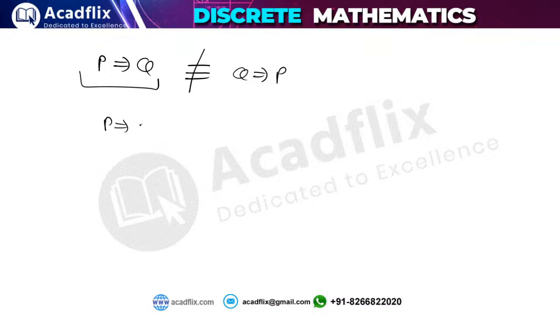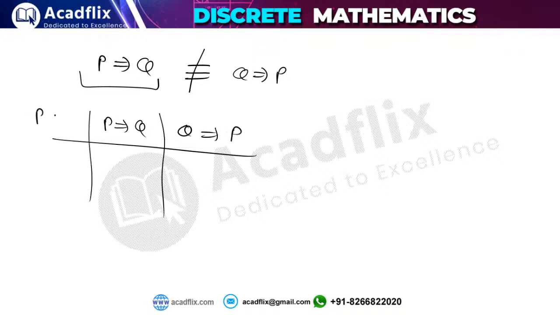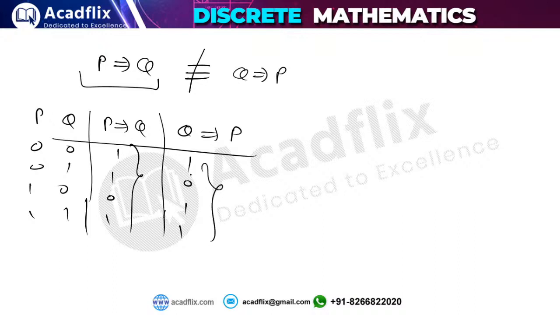Let's take one more example. Yesterday I told you that P implies Q is not equivalent to Q implies P. Why? Because if you see the truth tables of these things, you can very easily construct them. We have already constructed it yesterday. If you construct the truth table, you can see these are not the same. This is 1101, this is 1011. So this truth table is not the same as this truth table.